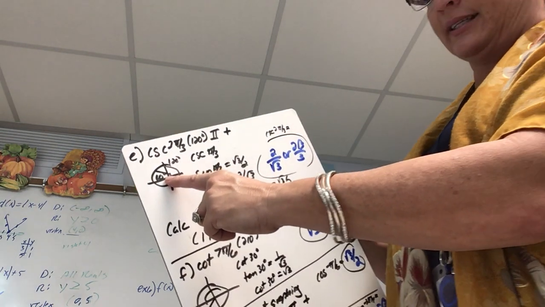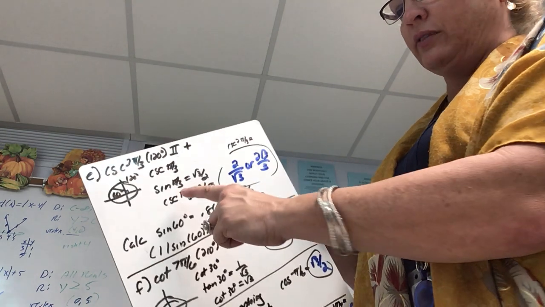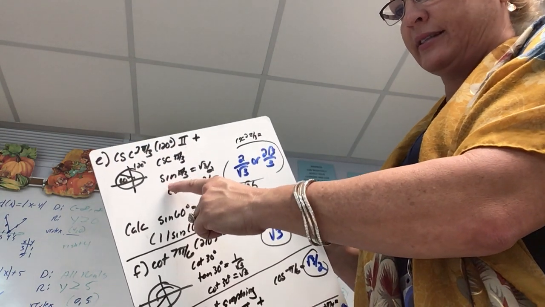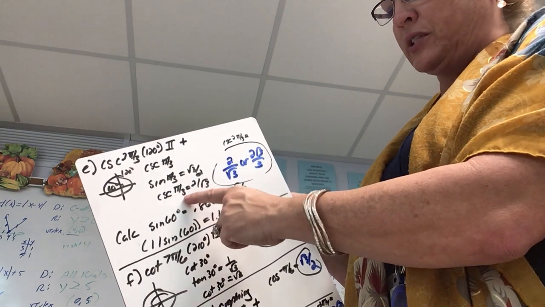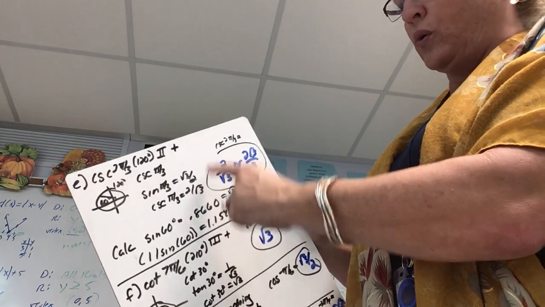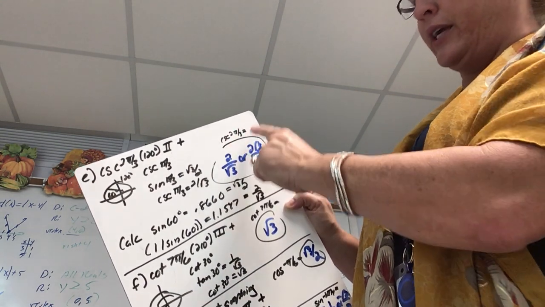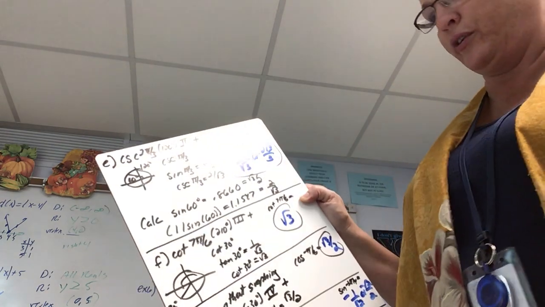So I'm going to look at 60 degrees. But again, I know sine better than cosecant. So let's find the sine of 60 degrees. The sine of 60 degrees is square root of 3 over 2. Therefore, the cosecant would be the reciprocal, which is 2 over square root of 3. So the cosecant of 120, or 2 pi over 3, is 2 over square root of 3, or 2 square root of 3 over 3.